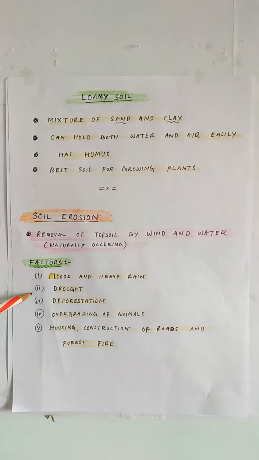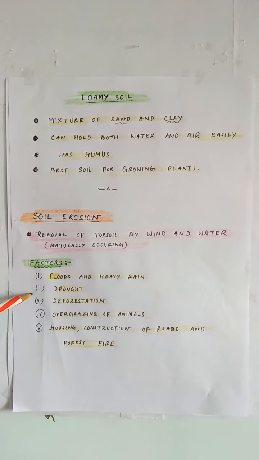Next is drought, which means dryness due to no rain or absence of water. Drought results in less vegetation, and soil gets eroded easily by rain and wind. Next is deforestation. It is the cutting down of trees. That means there are no roots to hold the soil. So, the soil is easily eroded by rain and wind.